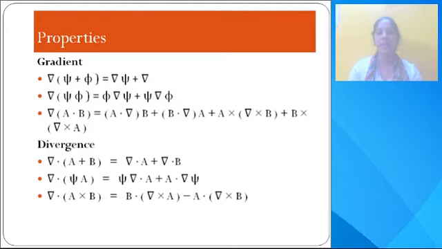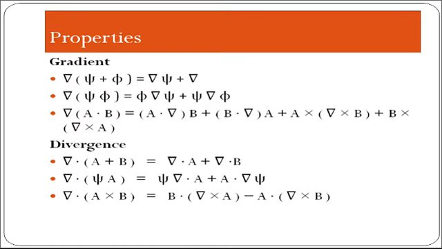Next is the property of the divergence. A and B are here vector quantities, psi is a scalar quantity. So del dot (A plus B) is equal to del dot A plus del dot B. Del dot (psi A) is equal to psi (del dot A) plus A dot del psi. Del dot (A cross B) is equal to B dot (del cross A) minus A dot (del cross B).